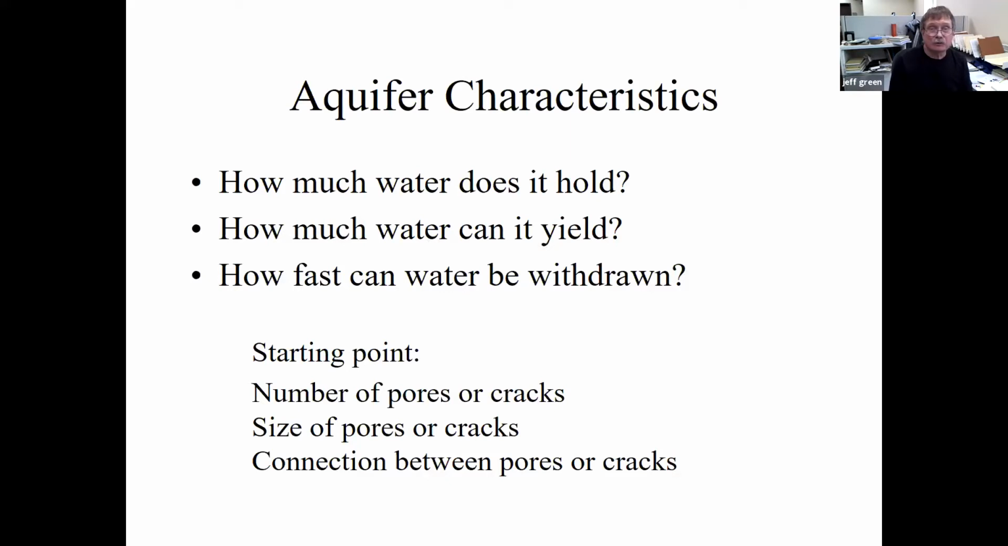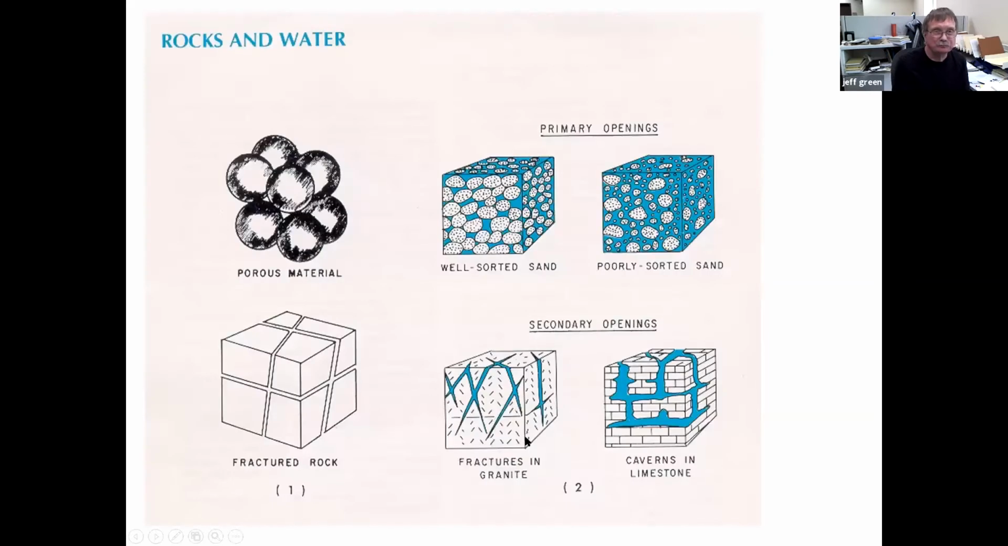When we look at aquifers, we want to know how much water does it hold, how much water can it yield, and how fast can that water be withdrawn? How can we use it? You start off by looking at the number of pores or cracks, the size of those pores or cracks, and how those pores and cracks are connected.